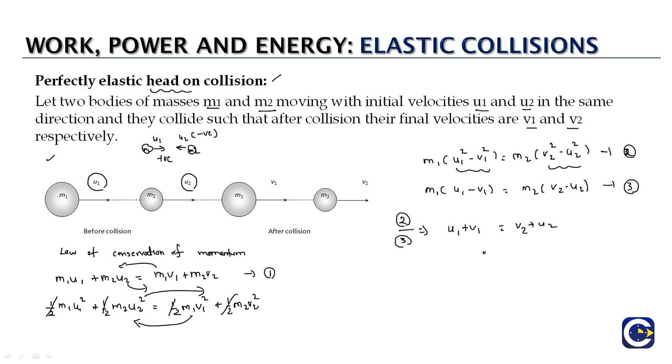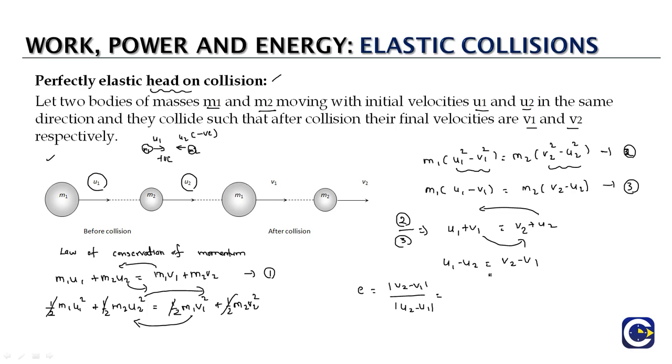Thereby, if you want to bring the initial velocities onto one side and final velocities onto the other side, by bringing u2 to the LHS and v1 to the RHS, u1 minus u2 will be equal to v2 minus v1. Now remember, we have talked about this coefficient of restitution, which is modulus of v2 minus v1 by modulus of u2 minus u1, the relative velocity of separation after the collision divided by the relative velocity of approach before the collision.